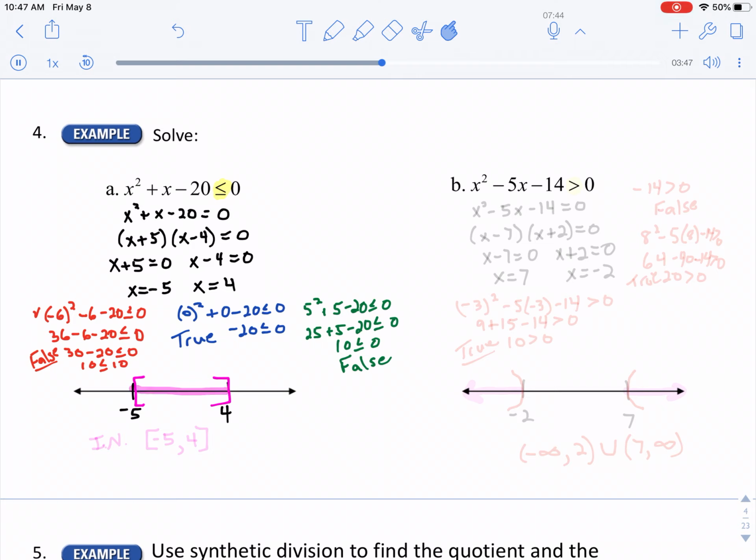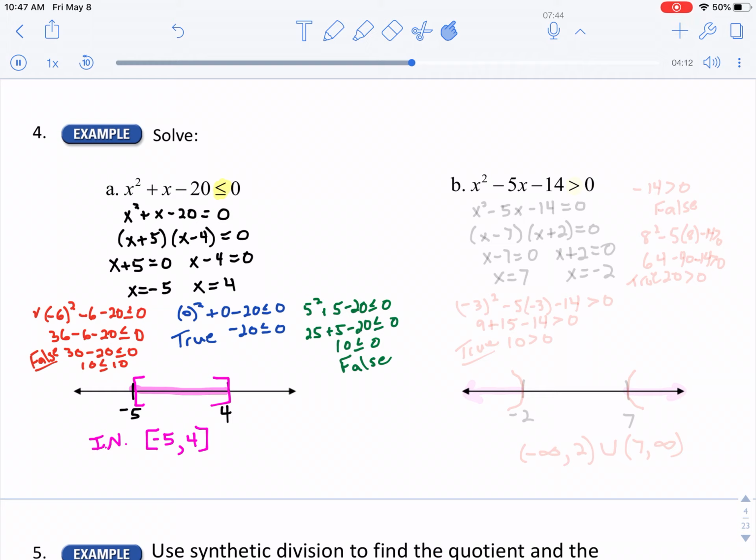Now it's going to want the graphical solution, but it's also going to want it in interval notation. Interval notation looks very similar to the graphical solution. It's a bracket, negative 5, comma, 4, and a bracket. And there's interval notation and the graph.